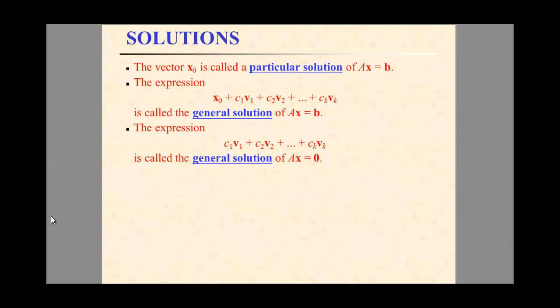The vector x0 is called the particular solution of Ax = b. Similarly, if I write the expression like this, this is called the general solution. The expression, this is called the general solution, or we can write it like this.